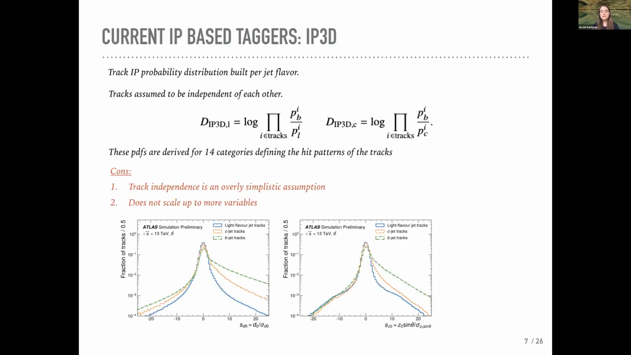And also, since these resolutions are dependent on the hit category, the hit patterns of the tracks, these PDFs are derived for 14 different categories defined by whether or not the track has hits in the innermost layers, etc. Some of the cons of why we're looking for something else is that track independence is firstly an overly simplistic assumption. And also whenever you have a histogram-based approach, this isn't going to scale up to multiple variables.